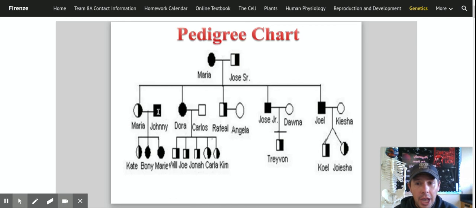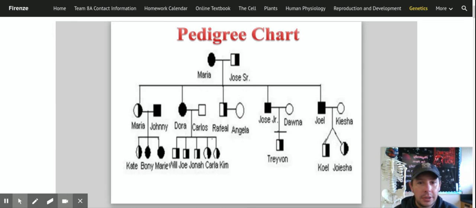Now, Maria is a carrier of whatever trait we're talking about. She had children with Johnny. They had 3 girls. 1, 2, 3. 2 out of the 3 have the trait, and 1 does not. Dora and Carlos had 1, 2, 3, 4, 5 children. Will, Joe, Jonah, Carla, and Kim. All of them are just carriers of the trait. That means Dora had to give the trait, but Carlos doesn't have the trait to give. So when you blend Dora and Carlos, it comes out as everybody being carriers. Rafael and Angela did not have any children.